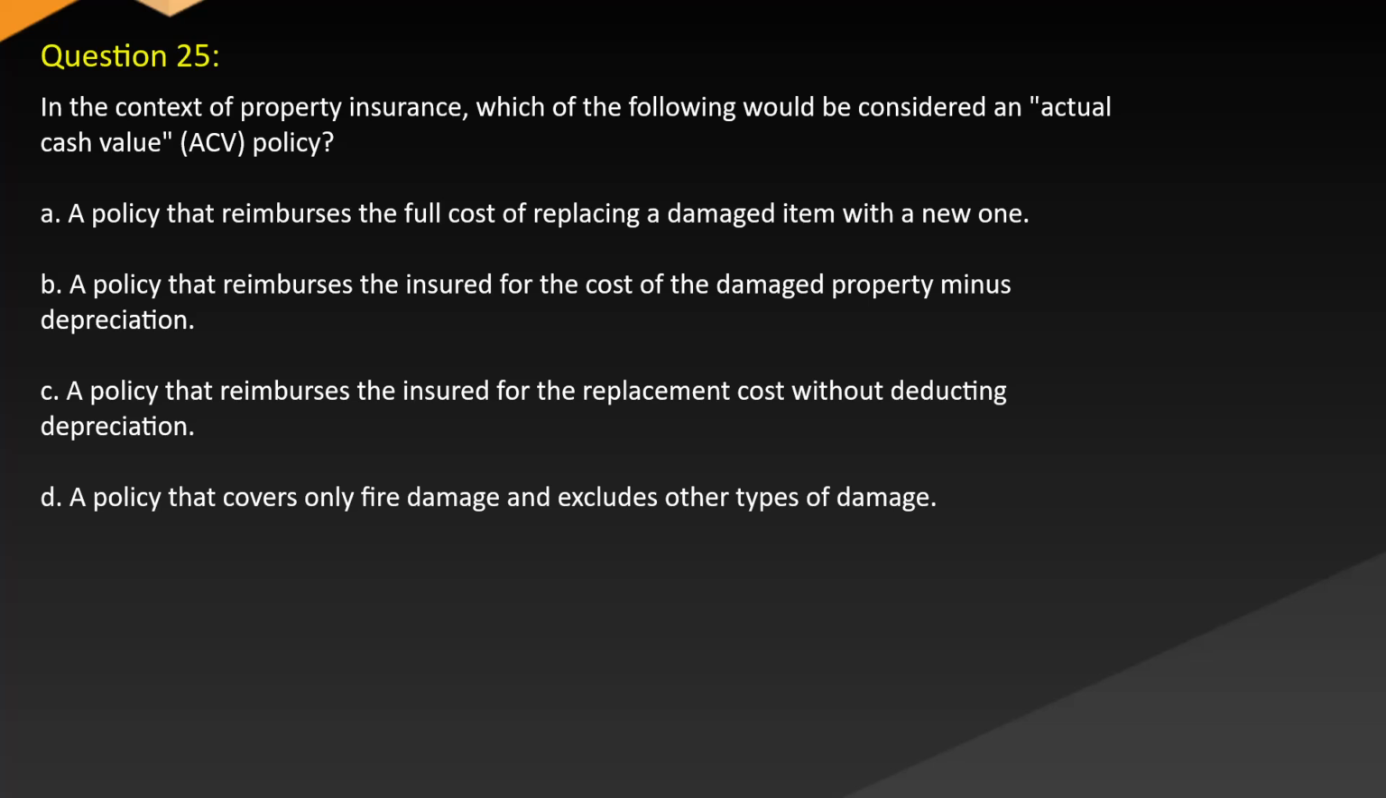Question 25. In the context of property insurance, which of the following would be considered an actual cash value, or ACV, policy? A. A policy that reimburses the full cost of replacing a damaged item with a new one. B. A policy that reimburses the insured for the cost of the damaged property minus depreciation. C. A policy that reimburses the insured for the replacement cost without deducting depreciation. D. A policy that covers only fire damage and excludes other types of damage.